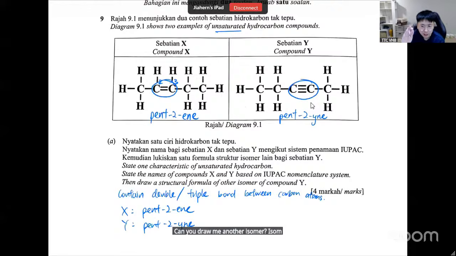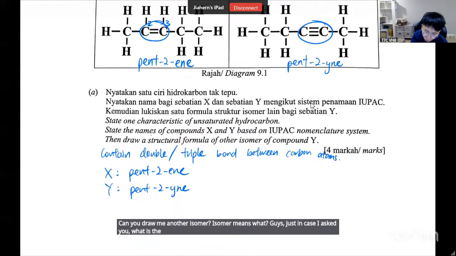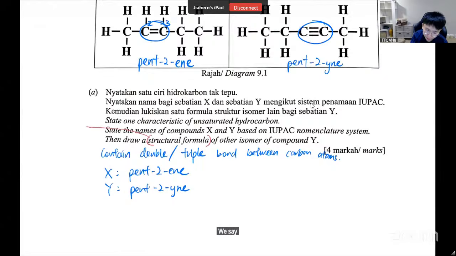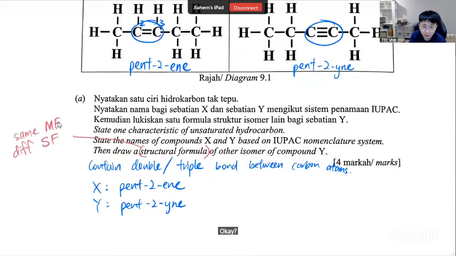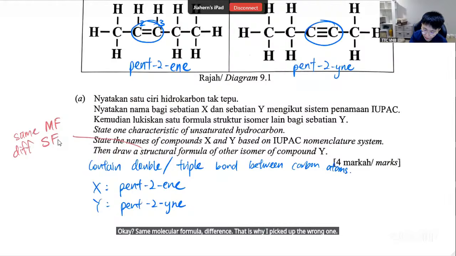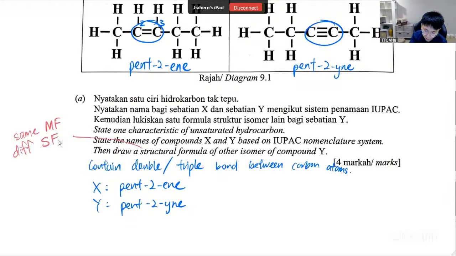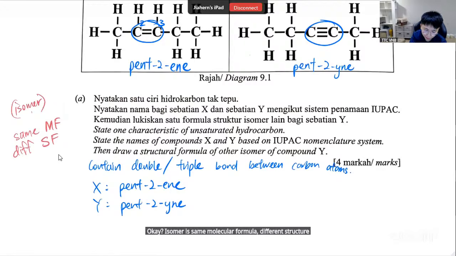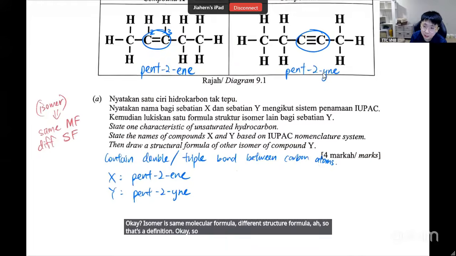Isomer means what? Guys, just in case I ask you, what is the definition of isomer? We say same molecular formula, different structural formula. Sorry, that is why I bracket the wrong one. So basically what they are asking you is this, which is called isomer. Isomer is same molecular formula, different structural formula. So that's the definition.